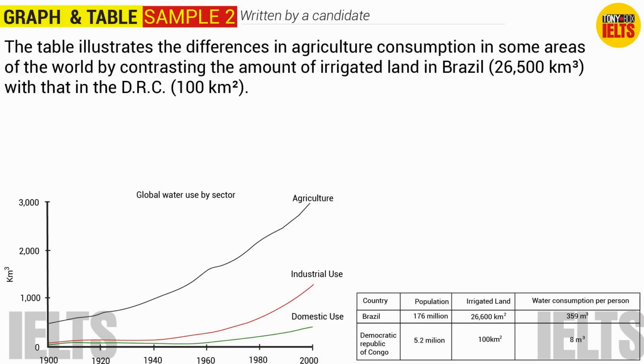The table illustrates the differences in agriculture consumption in some areas of the world by contrasting the amount of irrigated land in Brazil, 26,500 kilometers cubed, with that in the DRC, 100 kilometers squared.